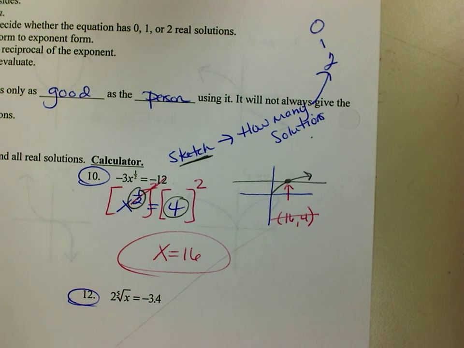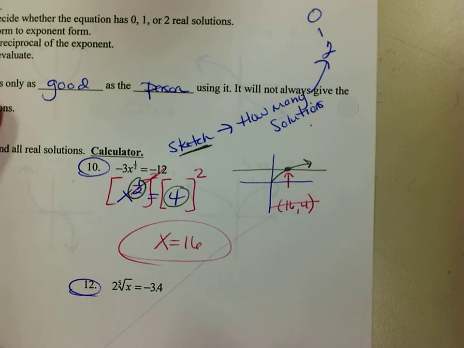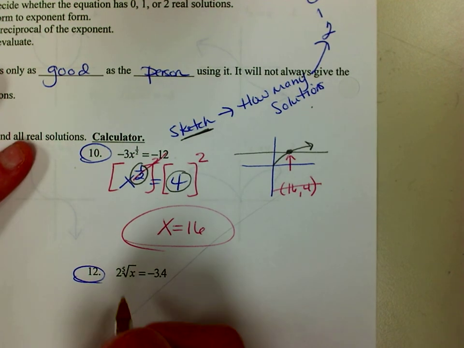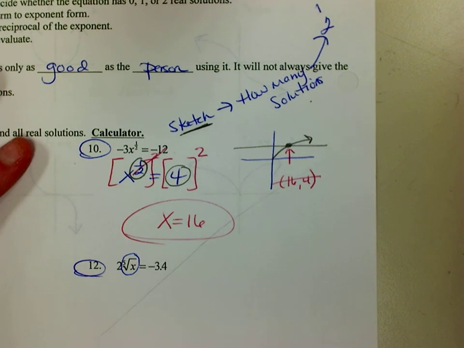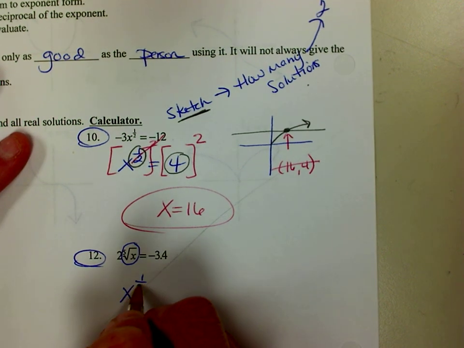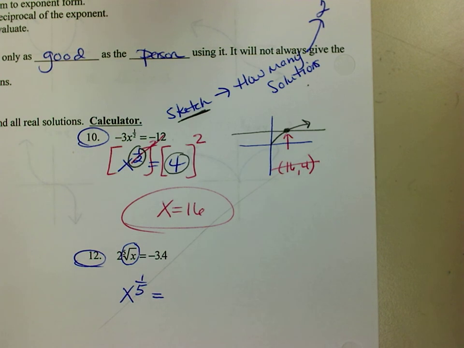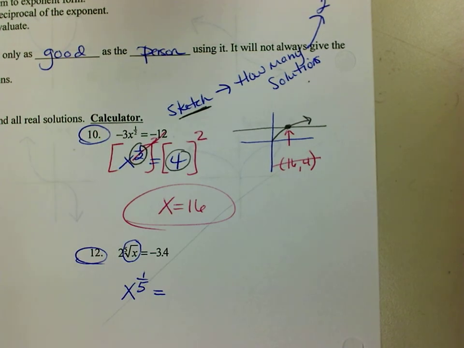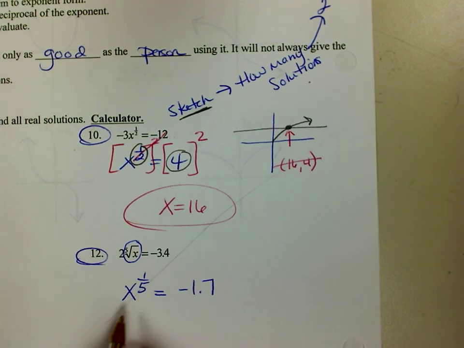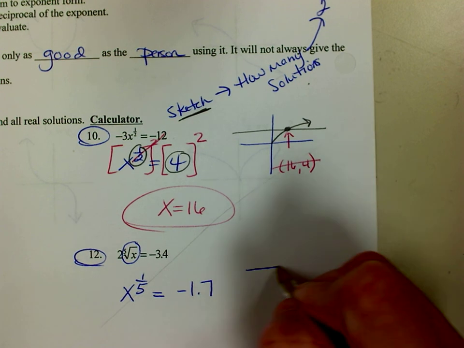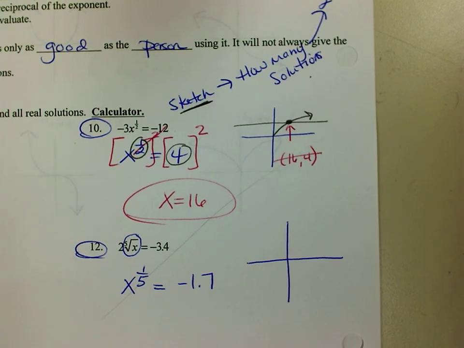All right, moving on to number 12. First I need to divide over the 2, and then also I want to change this to exponential form. So this is going to be x to the 1/5. And this is a calculator question, so you're allowed to use a calculator. So -3.4 divided by 2 gives -1.7. Since I have x and an exponent, I'm now going to sketch a graph because I have to figure out how many solutions I'm going to get.